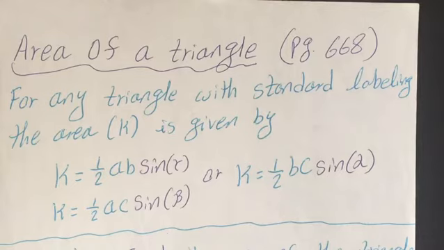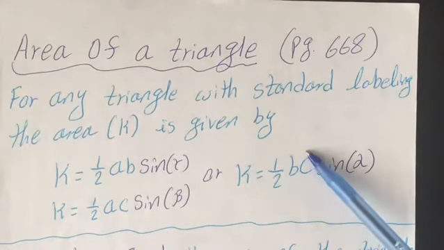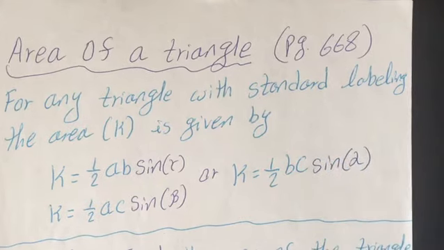In this video, we'll see how to find the area of a triangle if you know the two sides and the angle included. Depending on which two sides you're given, you can use one of those three formulas here. So for example, let's say I'm given the length of sides A and B along with the angle C.